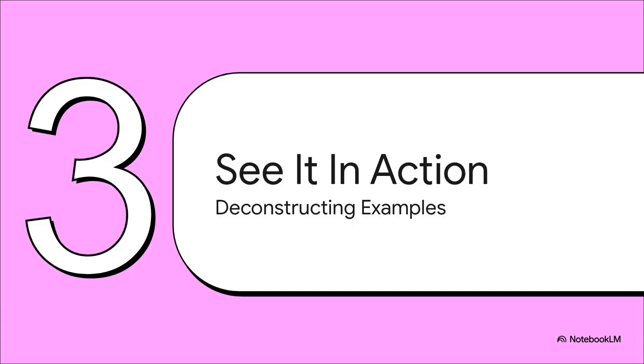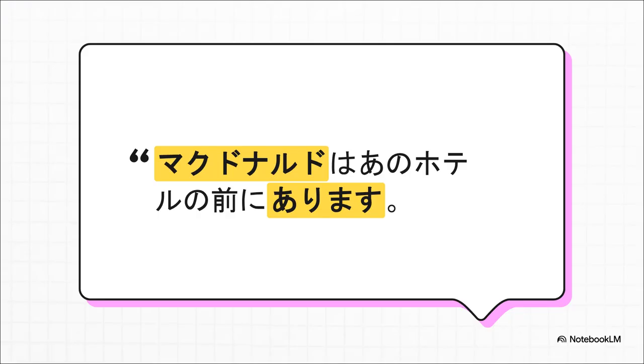Okay, so we have our blueprint. We have our location words. We have our big verb rule. Now, let's put it all together and see how this thing works with some real examples. Look at this sentence. It follows our formula perfectly. We start with our subject, McDonald's. The landmark is ano hoteru, or that hotel. The location is mae, in front of.